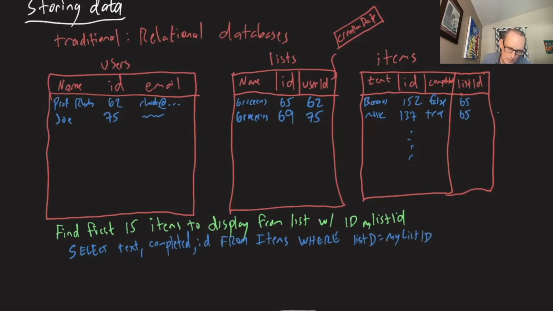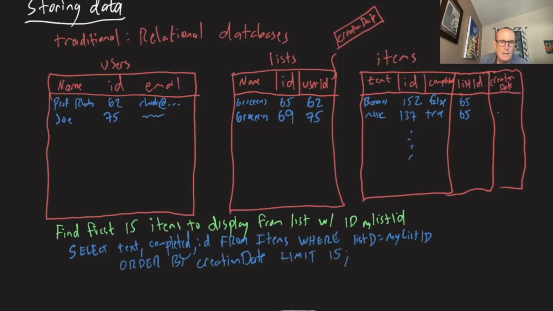All right, and we can go ahead and order this also by creation date, assuming that we have a creation date column here. So we better have set that up. And then we will, let's say, limit to 15, right? Because we only want to find the first 15. Okay, so that'll work for that.